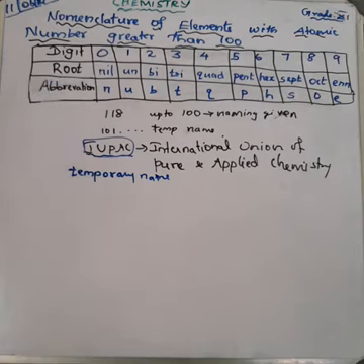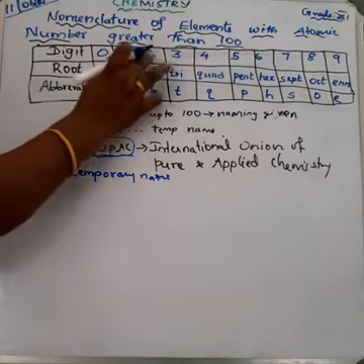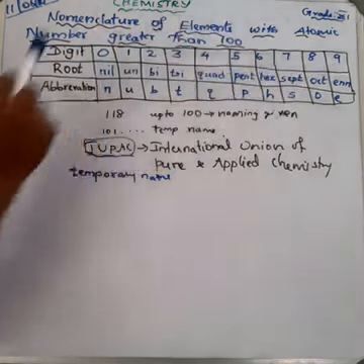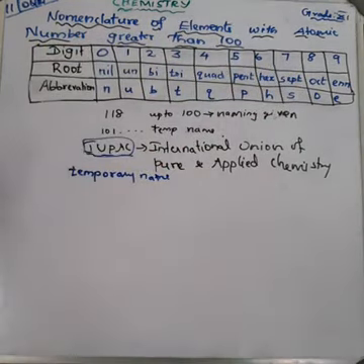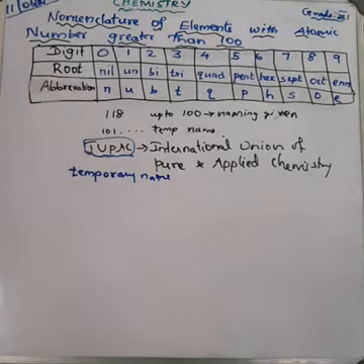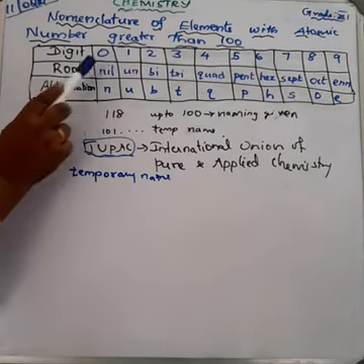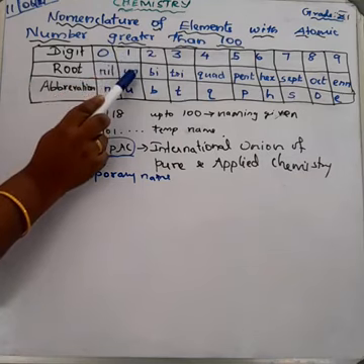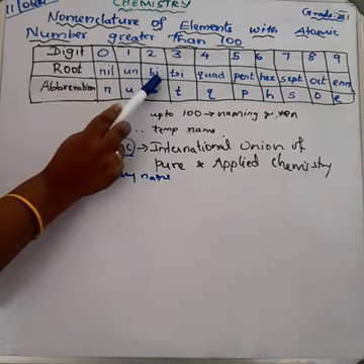So here are the digits 0, 1, 2, 3, 4, 5, 6, 7, 8, 9. All these digits have a numerical root. For 0, what is the numerical root? Nil. For 1, the numerical root is un. For 2, the numerical root is bi.